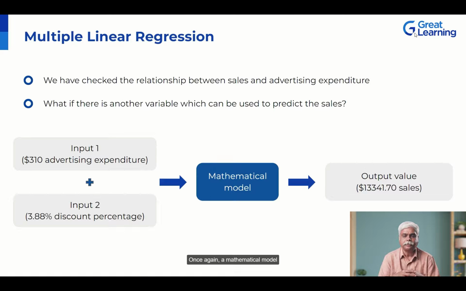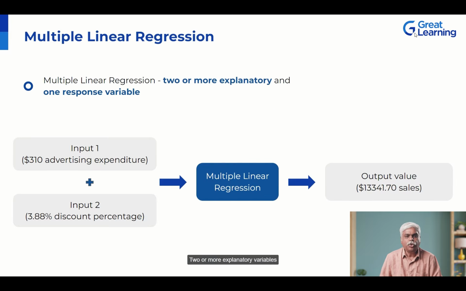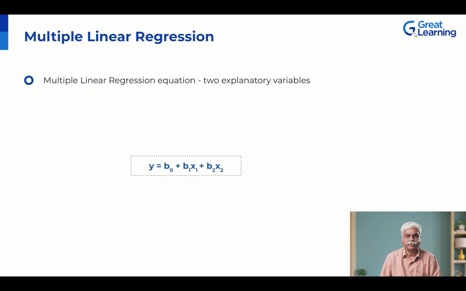Once again, a mathematical model linking this time multiple inputs to a single output. The output remains one variable. That we're not going to change. Two or more explanatory variables and one response variable. This is an extension of simple linear regression, and the same ideas will work to get us an answer.